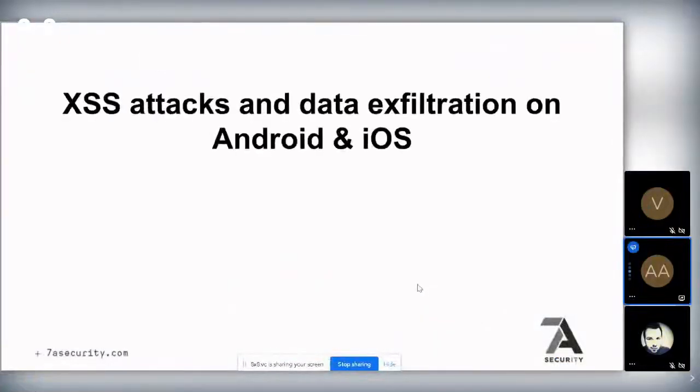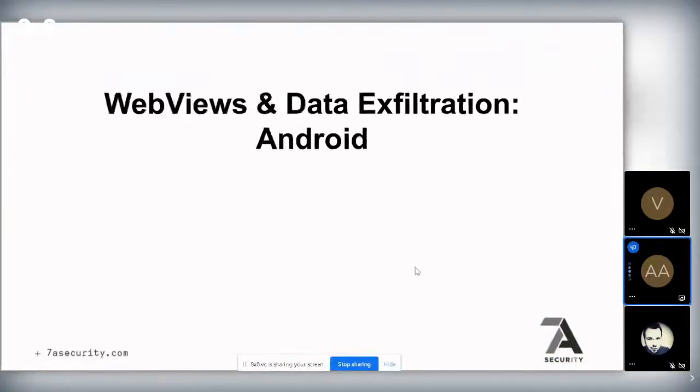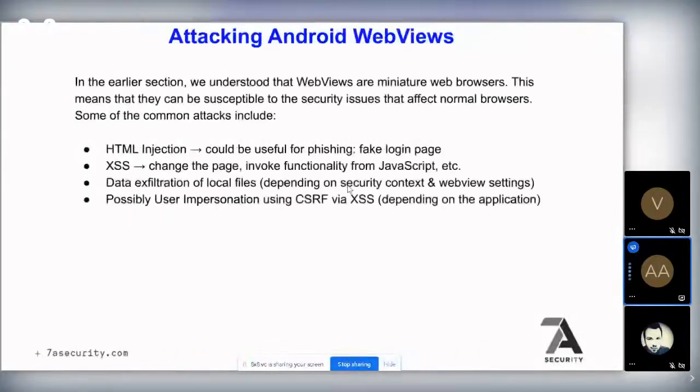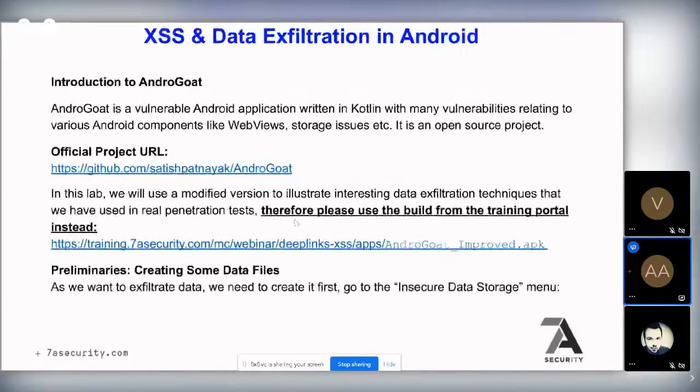So now let's talk about XSS and data exfiltration on Android and iOS. So let's talk about web views and data exfiltration. Basically, web views are a small web browser in your app. And here we can have several scenarios. We can have HTML injection, XSS, data exfiltration of local files, and then possibly user impersonation using cross-site request forgery via XSS. For this, we will use a customized version of AndroGoat.